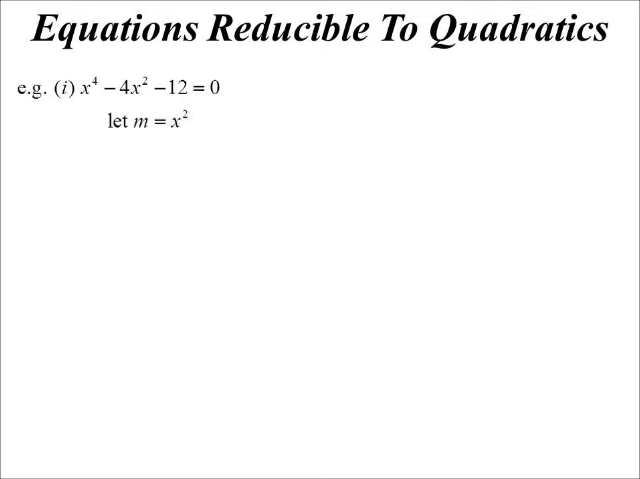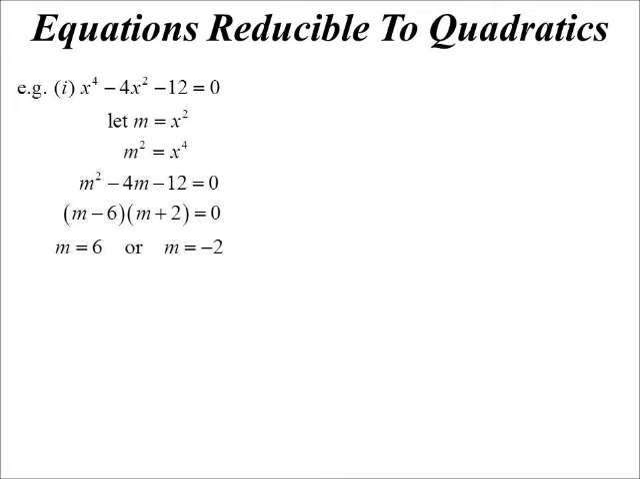So I've said, okay, I'm going to make m equal x squared. And if that's the case, then x to the power of 4 would become m squared. And there's my new quadratic. m squared minus 4m minus 12 is equal to 0. I can factorise that: m minus 6, m plus 2. So either m is 6 or m is minus 2.